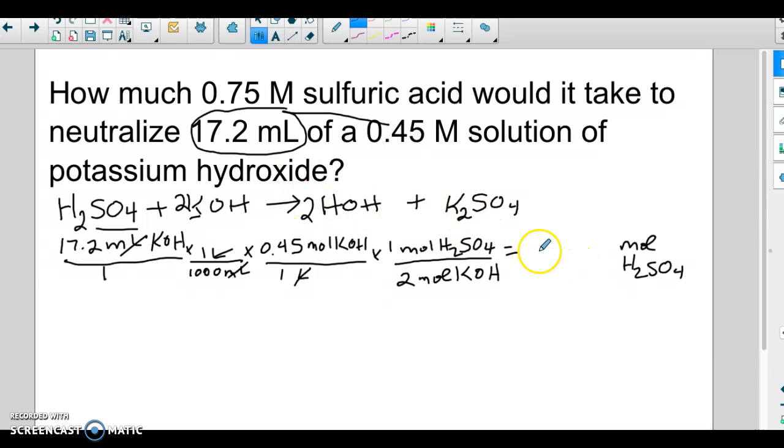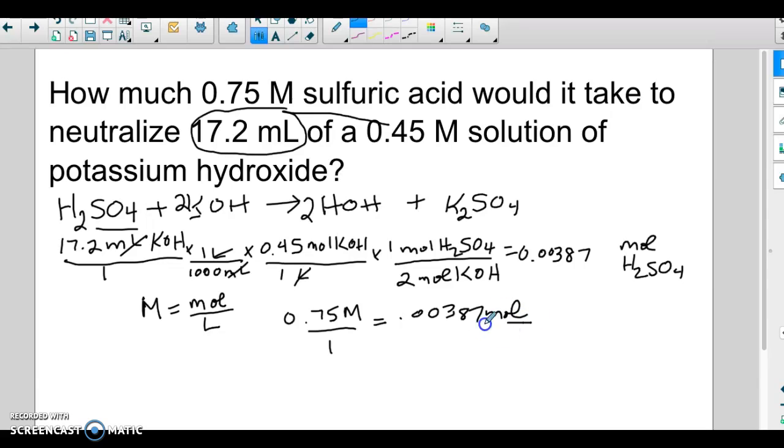So I get 0.00387 moles. They want to know how much, and moles isn't a very convenient amount. So I would be looking for volume because it's a solution. So I know that molarity of anything is going to equal moles per liter. So in this case, I have the molarity of the sulfuric acid, which was 0.75 molar from up here in the question. And then I'm going to just put that over 1 for fun, equals my moles I just solved for.